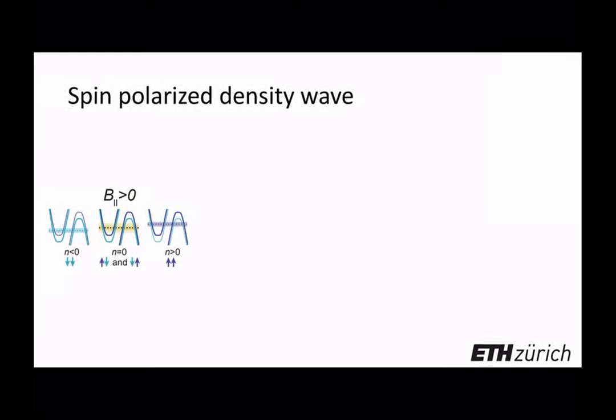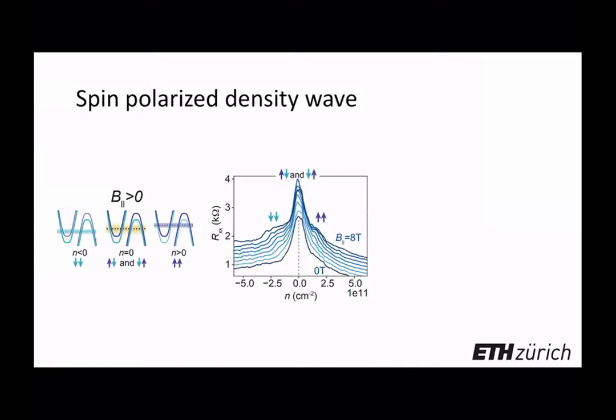Now, if we look in the data, we actually see this. Here I plot the resistance as a function of density for different fields. And you see if the field is increased to 8 Tesla, we see these two shoulders next to the central resistance peak emerging, which we think is because of this spin polarized density wave.